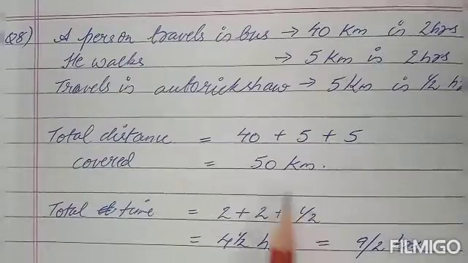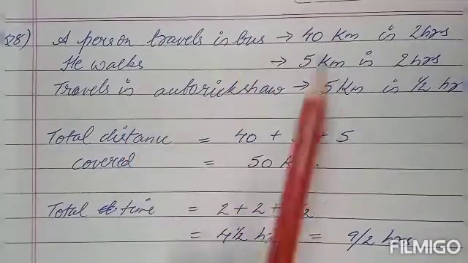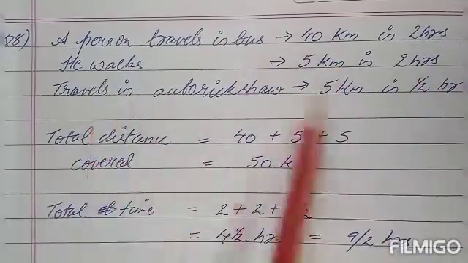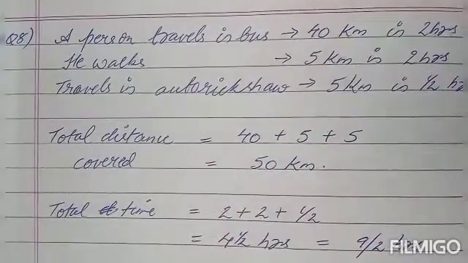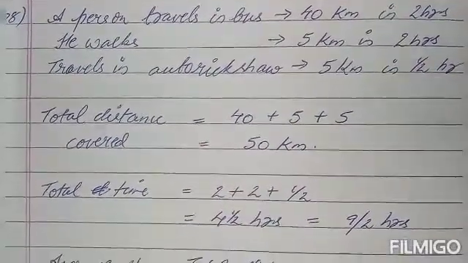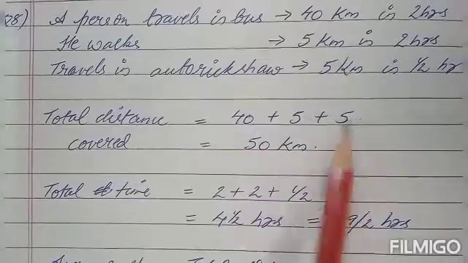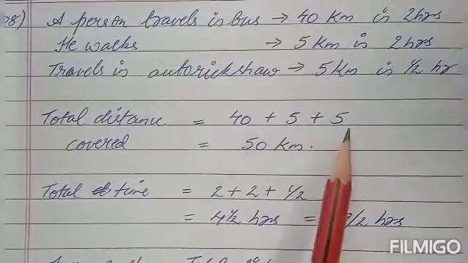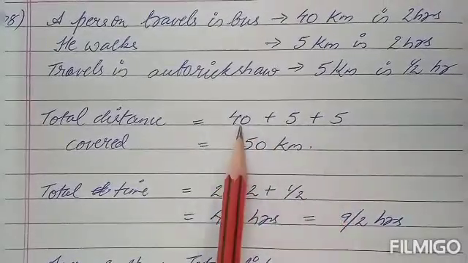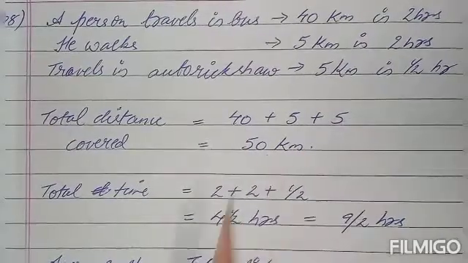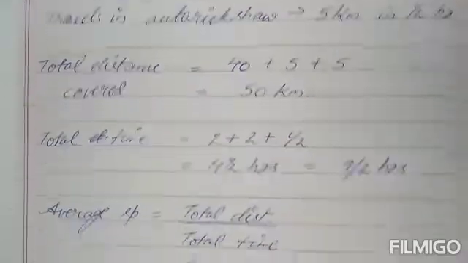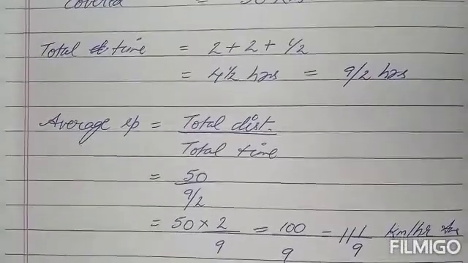Now let's see this question, children. A person is traveling in bus 40 kilometers in 2 hours. He's walking, so I've written all the details. Now how will you get started? The total distance and the total time that he is traveling are to be taken. 40 kilometers, 5 plus 5 makes it 50 kilometers. And total time is 2 hours plus 2 hours plus half an hour.